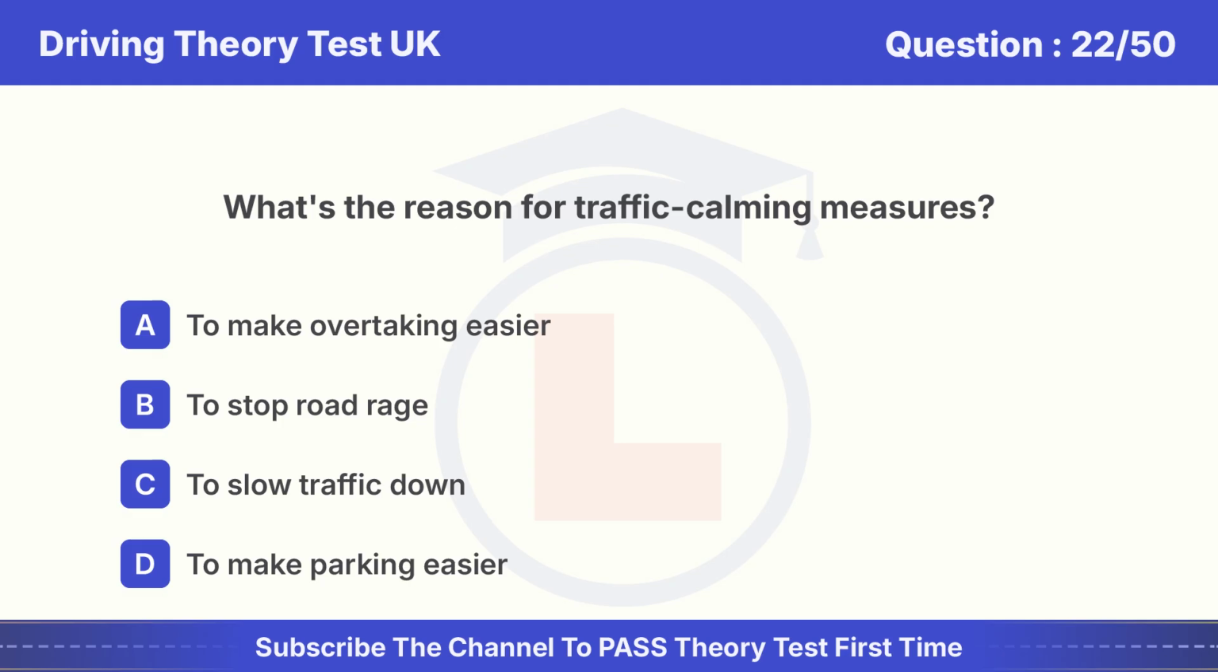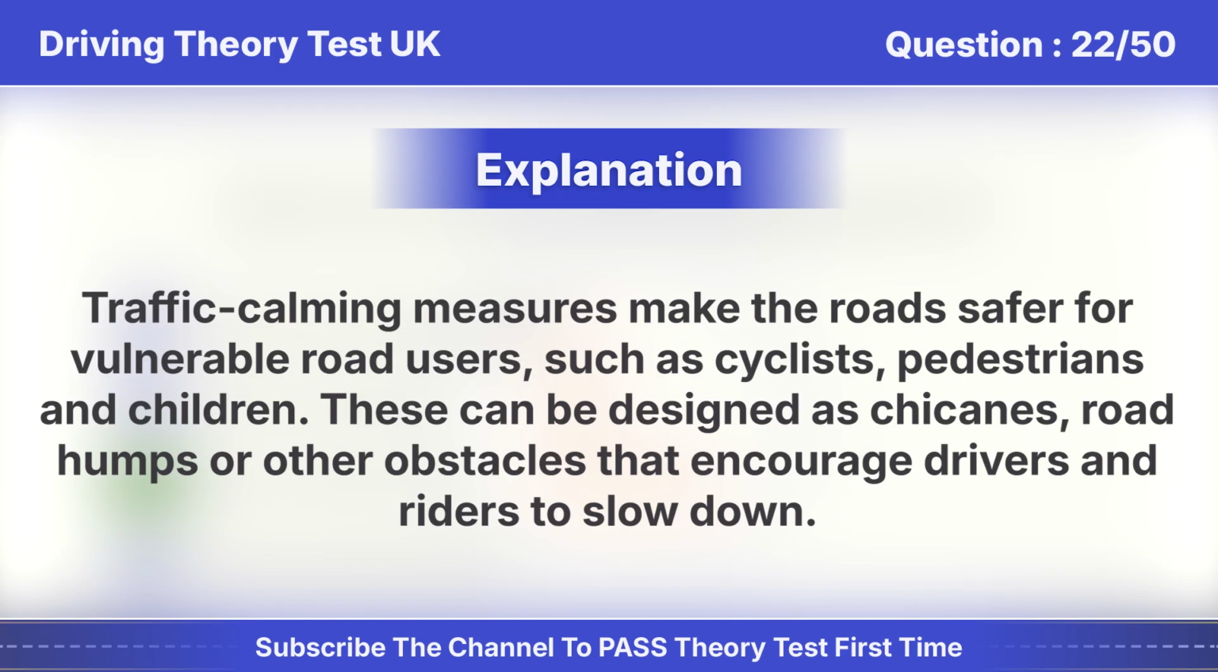Question 22. What's the reason for traffic calming measures? Answer is C. To slow traffic down. Traffic calming measures make the roads safer for vulnerable road users, such as cyclists, pedestrians, and children. These can be designed as chicanes, road humps, or other obstacles that encourage drivers and riders to slow down.